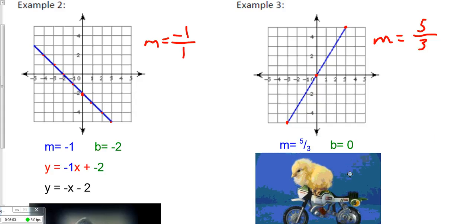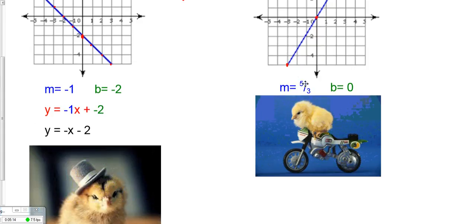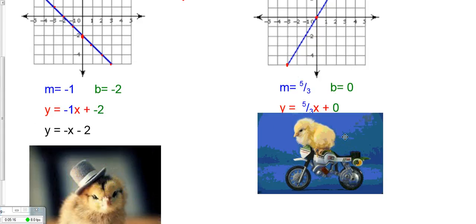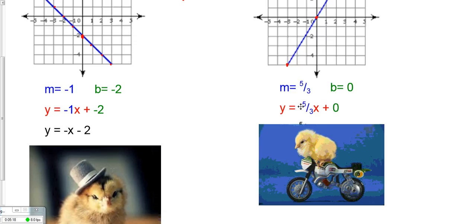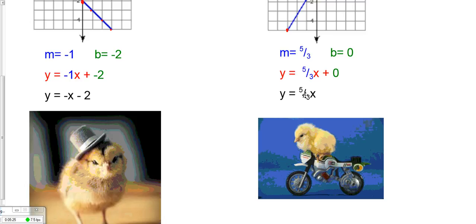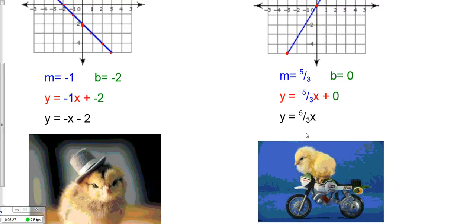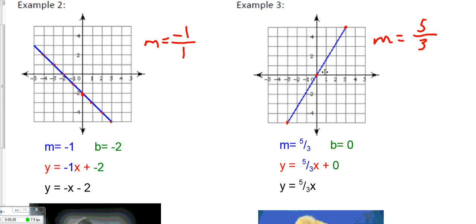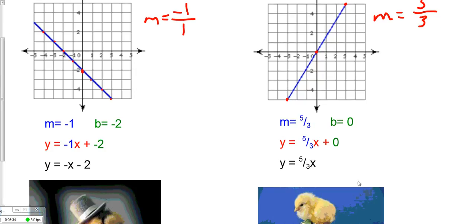Which means our m value is 5/3, our b value is 0, because it crossed the y-axis right here at 0. Plugging those in, the blue m, the green b, into y equals mx plus b, y equals 5/3 x plus 0. We can simplify that to just y equals 5/3 x. So that would be how to write an equation given the line. Okay, you'll have to first find the slope and the y-intercept, then plug them in.